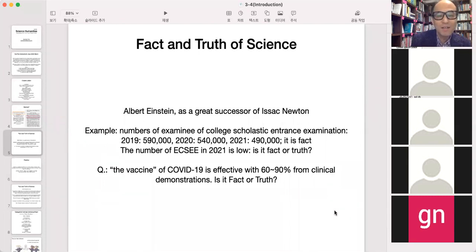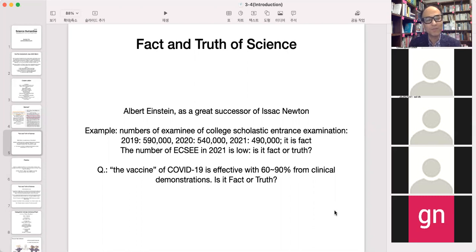Okay. So there is one example I'd like to bring to this class to discuss the fact and truth of science. The number of examinees for the College Scholastic Ability Test, 수능 in Korean. The number of candidates taking this examination in 2019 was 560,000 persons. In 2020, 540,000 students took the examination. And in 2021, 490,000 persons took the examination. Slowly, but depending on your thought, it is a substantial decrease right now.